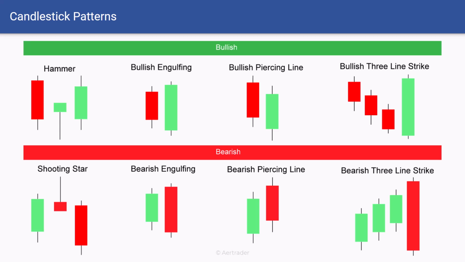The bullish 3-line strike pattern suggests that the bears have lost control of the market, and the bulls have taken over, leading to a potential trend reversal. Traders often view this pattern as a strong bullish signal, and it can be used as a potential buy signal. The bearish candlestick patterns are just the mere opposite of the bullish candlestick patterns.